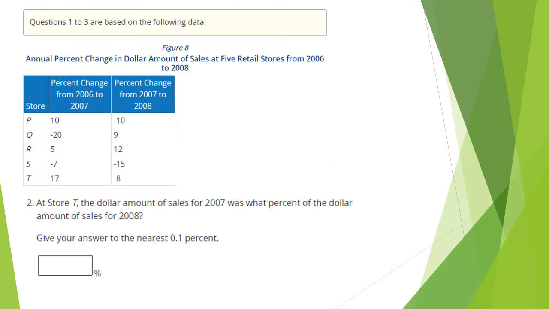Let's try another one. Pause the video while you review the data in Figure 8. When you are finished reviewing, resume play. Follow along as I read the question. Question number 2. At store T, the dollar amount of sales for 2007 was what percent of the dollar amount of sales for 2008? Give your answer to the nearest 0.1%.